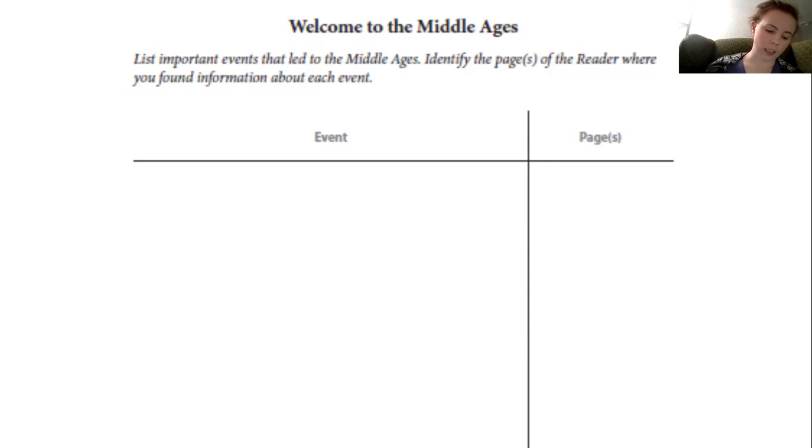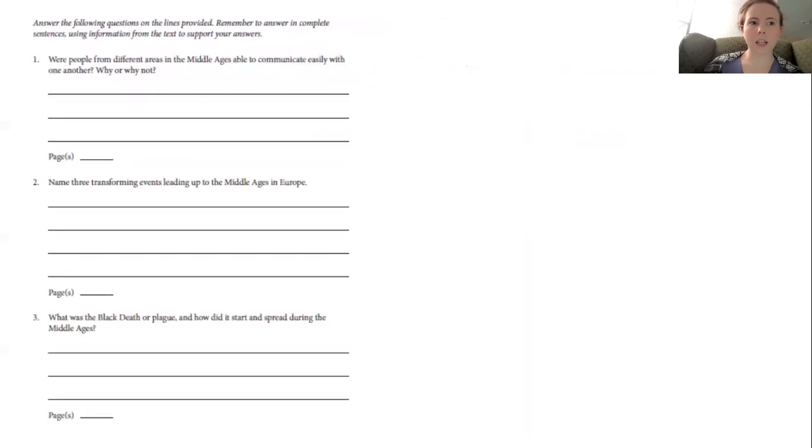The reader is just the text that I will be reading from and will be up on the slide so that you can go back to it as well if you need to find evidence. So we've got our event on the left and then the page where we found it on the right. Something kind of like this, set up to go. There's nothing to add in yet, but when we get to it in our reading, we will pause to do that. So these are questions that we will find at the end, and you'll do these independently.